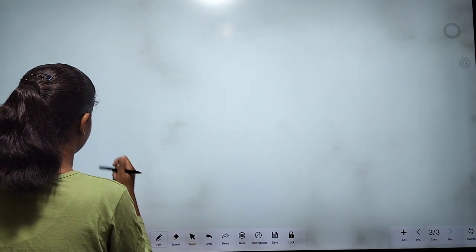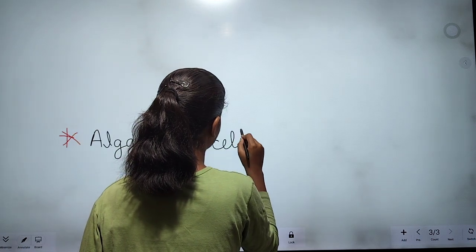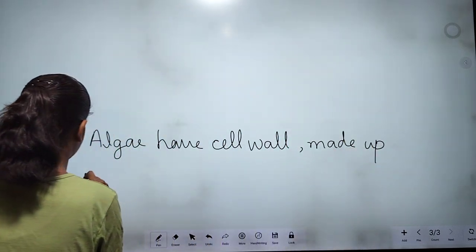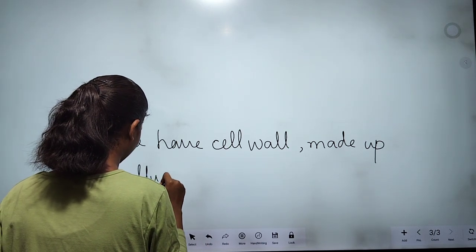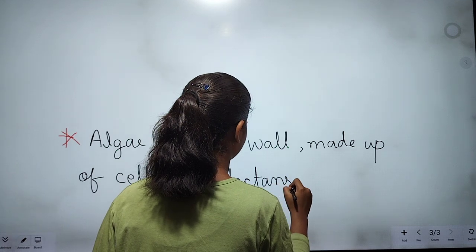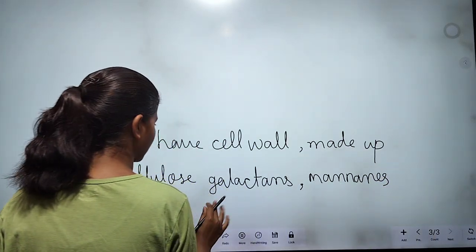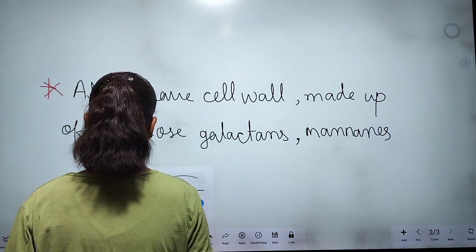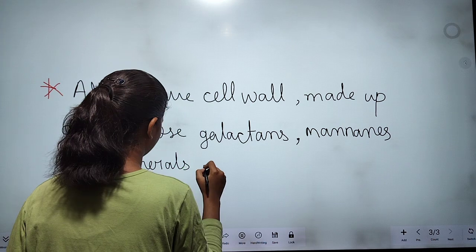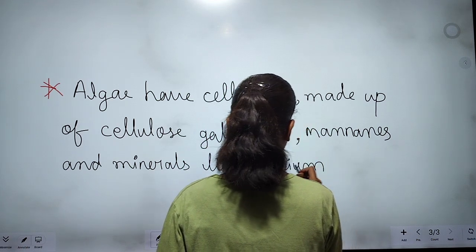Here, the first point is that algae have a cell wall made up of cellulose, galactans, mannans, and minerals like calcium carbonate.